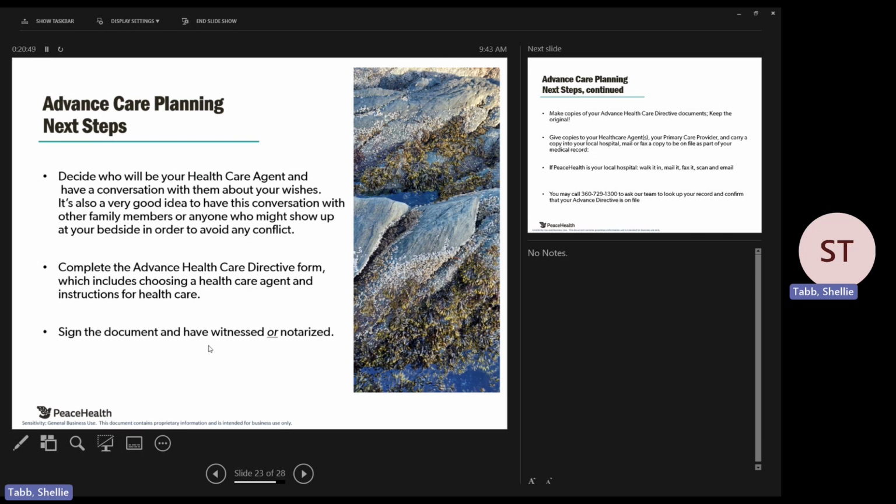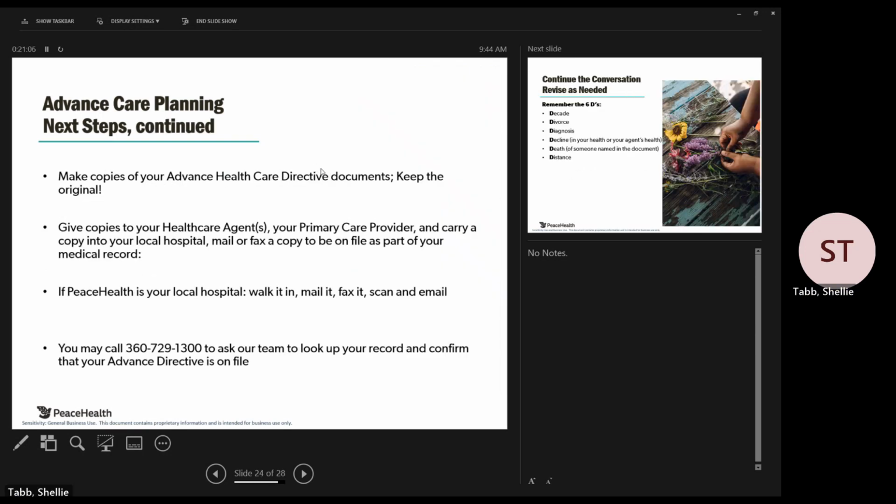And then you would complete your advanced healthcare directive form, which includes choosing that agent and the instructions for healthcare, and then get it either witnessed or notarized. So after that, you would make copies of your advanced healthcare directive documents and keep the original. You would then give copies to your healthcare agent, your primary care provider, and carry a copy into your local hospital. And you can mail or fax a copy to be on file as part of your medical record.